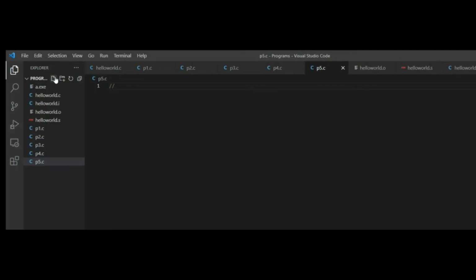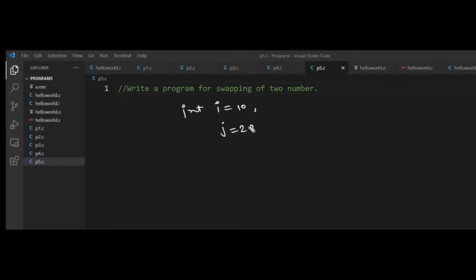So here my program title is: write a program for swapping of two numbers. Suppose I have two numbers available. Integer i is equal to 10 and j is equal to 20. So I want to swap both. So how can we do the swap?